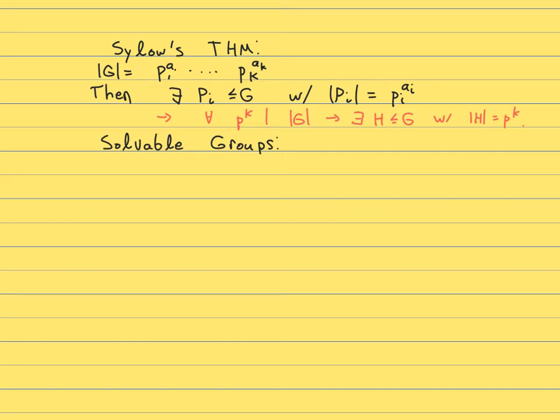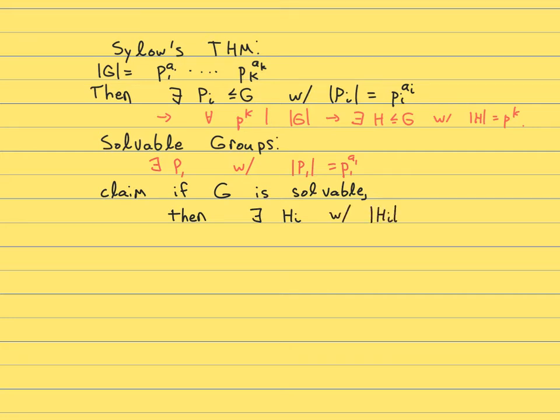And so the first one has to do with, well, we already see that there exists P1 with order p1 to the a1. The claim is if G is solvable, then you can also find H1 whose order is the product p2 to the a2 through pk to the ak.